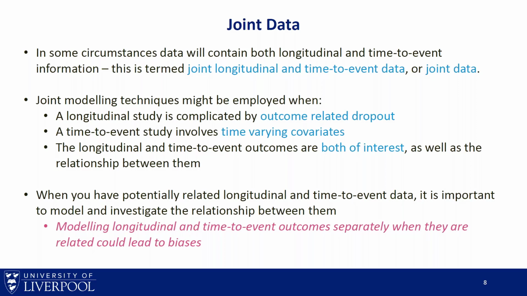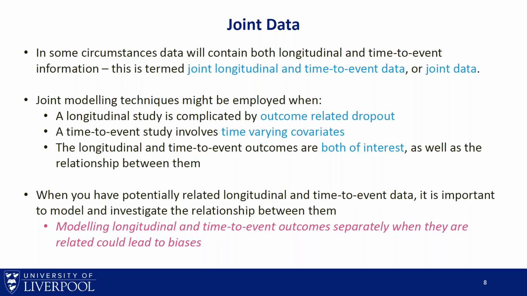Alternatively, you might be interested in a time to event study, but you have time varying covariates that you want to model. For example, the analysis of a biomarker on the risk of a disease progression. If you model this using an extended Cox model, for example, you assume that the value of the time varying covariate remains constant between measurement times, which again can give you biased results.